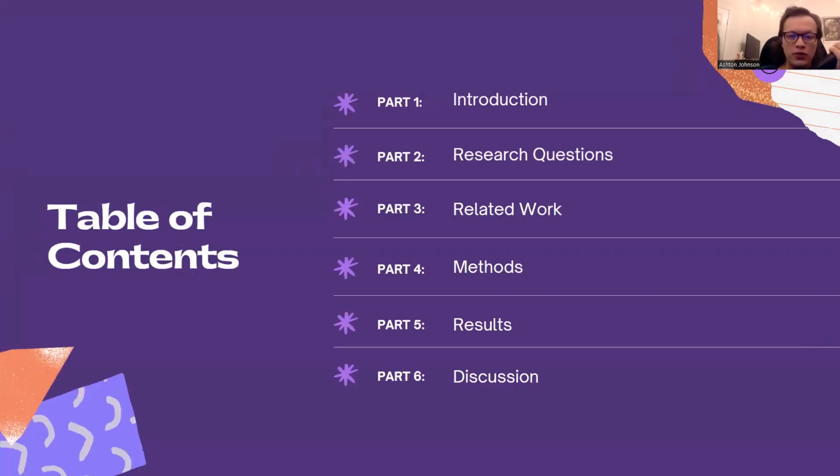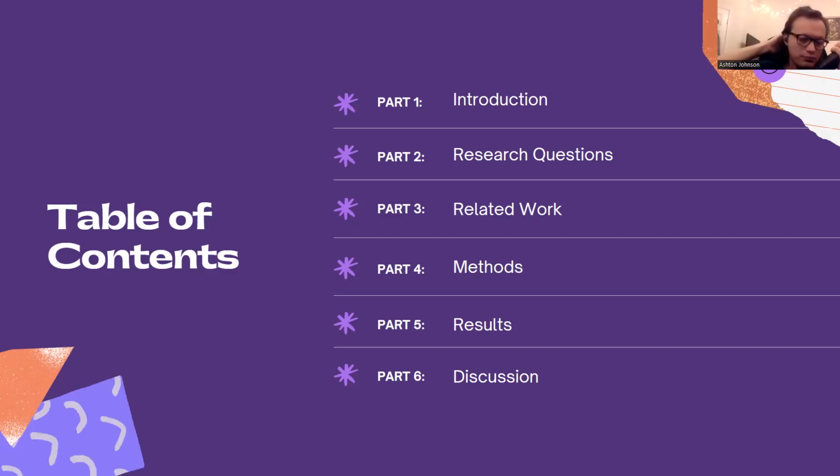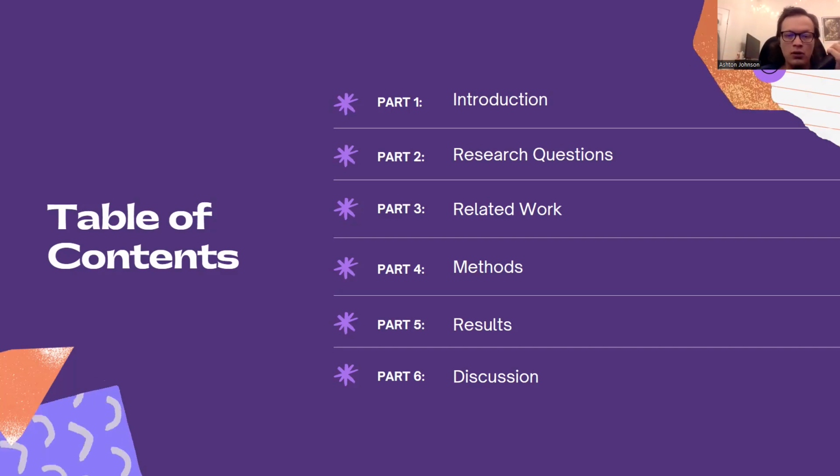So first, with our table of contents, I went with the IEEE paper layout. Made the most sense. Since if I did my presentation in this format, then that would directly translate to writing the paper. And it has made writing the paper easier.